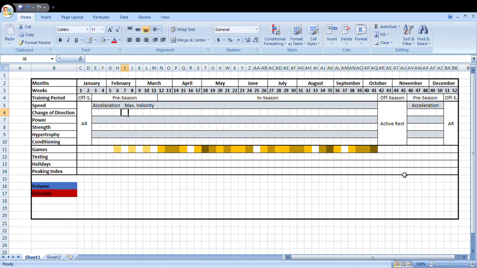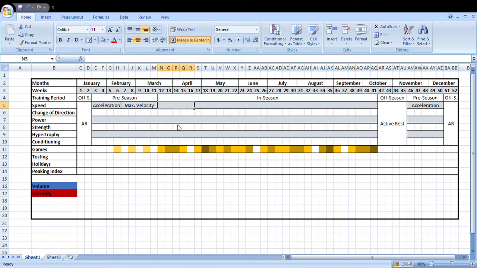And these aren't completely hard blocks, where this is only acceleration and this is only max velocity. It's the emphasis. So it could be just a gradual increase from short linear running at lower speeds up to higher, faster linear running with longer distances.